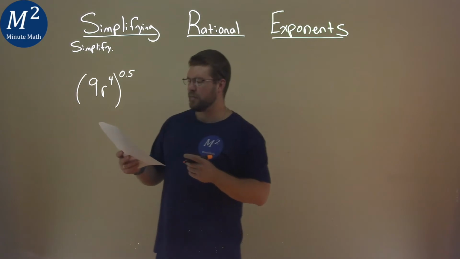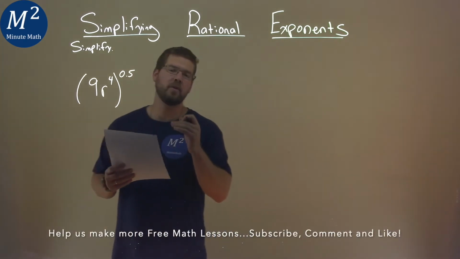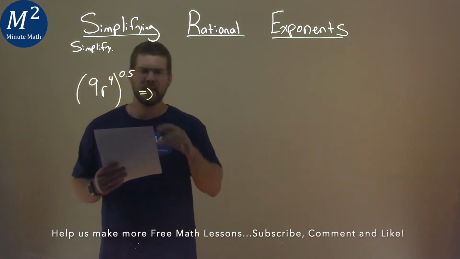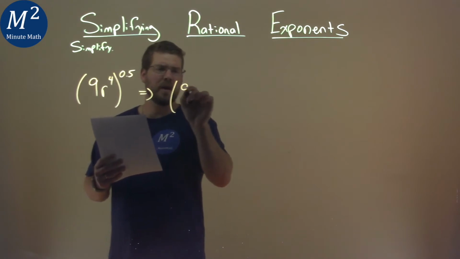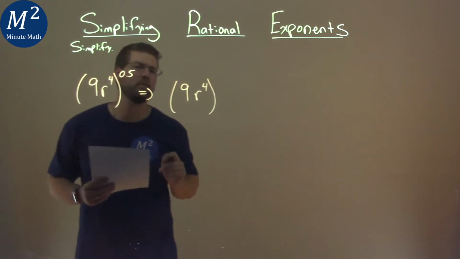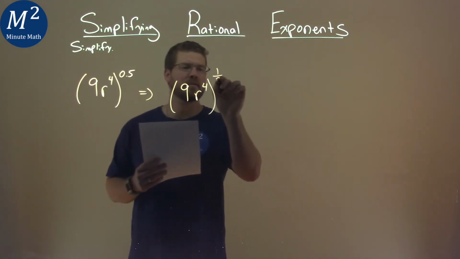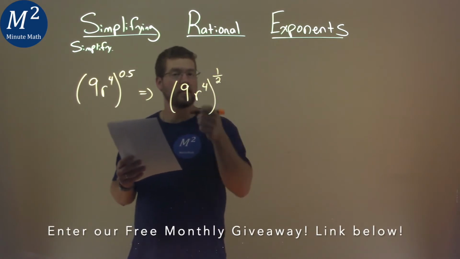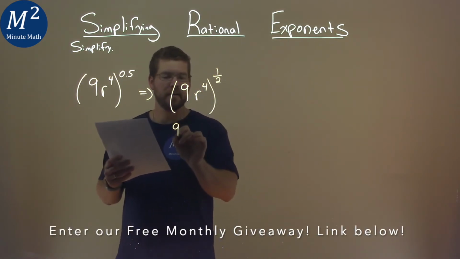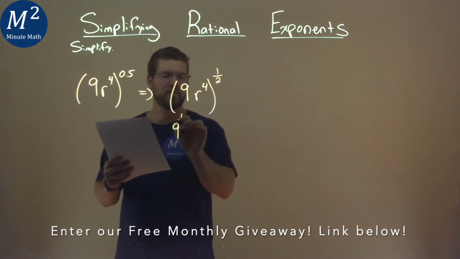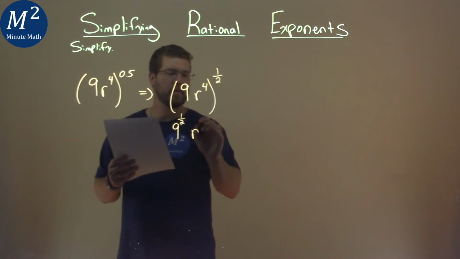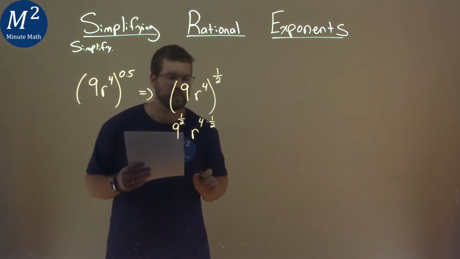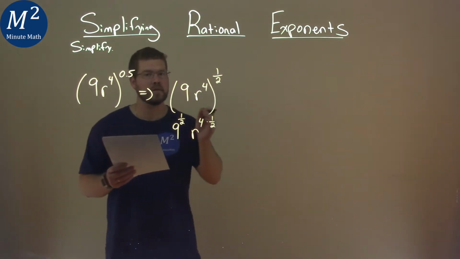We're given this problem right here, 9r to the 4th power, all to the 0.5 power, and we got to simplify. Well, I don't really like having a decimal there, not all the time. So I'm going to rewrite this as 9r to the 4th power, but instead of 0.5, I'm going to write 1/2 in fraction form. So now we know we can distribute the 1/2 to both exponents. 9 is going to be to the 1/2 power. R is going to be that 4th power, but when we distribute the 1/2, we multiply the exponents here. So we have 9 to the 1/2 times r to the 4 times 1/2.